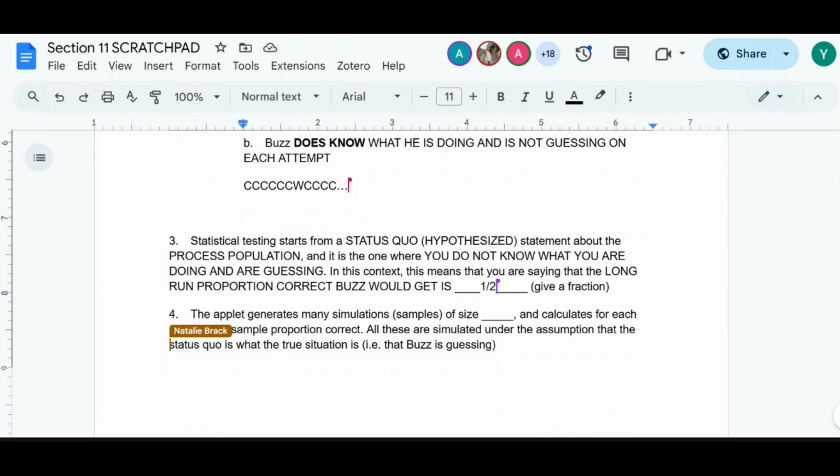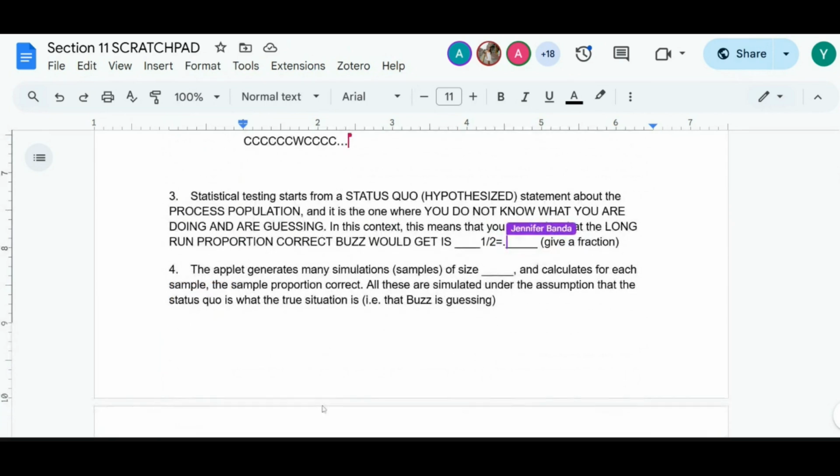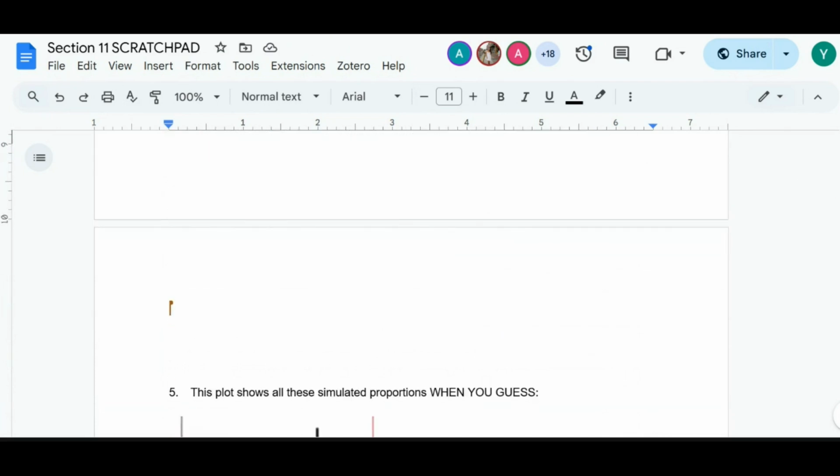The applet generates many samples of size what? Now we are doing the dolphin study, so how many tosses each time? Not reps. Every time you do a sample, what should the size be? Of size 16, and it calculates the proportion correct each time. All these are simulated under the status quo assumption that the dolphin is guessing. All of statistics must start somewhere. We always start with the guessing hypothesis.